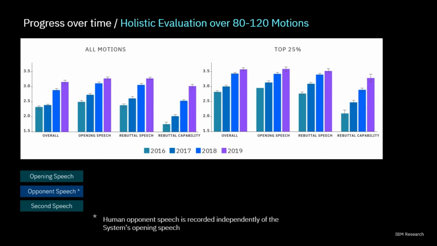And on the left panel, we see the results of this periodic evaluation for nearly 3 years, averaged over these 80 motions or so. And on the right, we see the results for the top quartile of the motions. And while there is clearly high variance in the performance of the system over different motions, we still see a nice and steady, significant improvement from year to year, reflecting the gradual improvement in the performance of the system in its entirety.